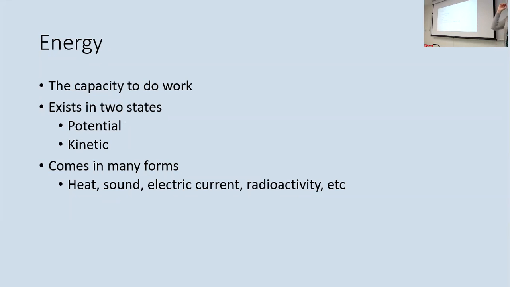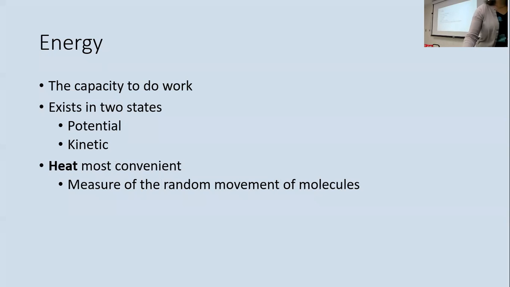For our purposes, because it's both simpler to think about and it is the energy that our internal systems are using, we're going to focus on heat. It's the most convenient for a couple different reasons. So heat, technically separate from temperature, is the measure of random movement of molecules. Now, the more molecules are moving, the higher the temperature is. So they're very related. But heat is specifically a form of energy, and it's one that comes into play a lot in biological systems.